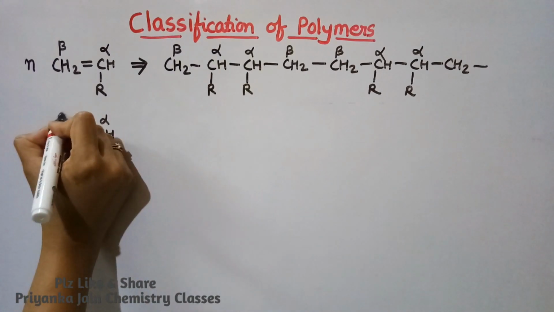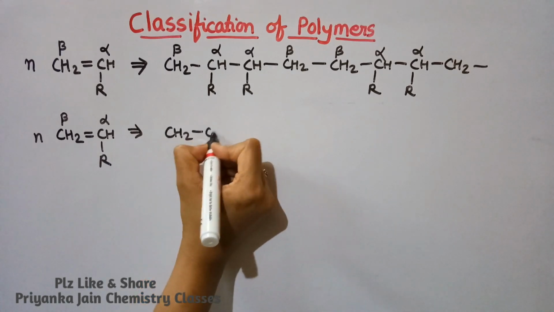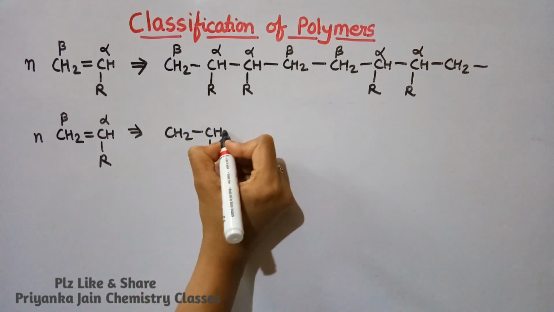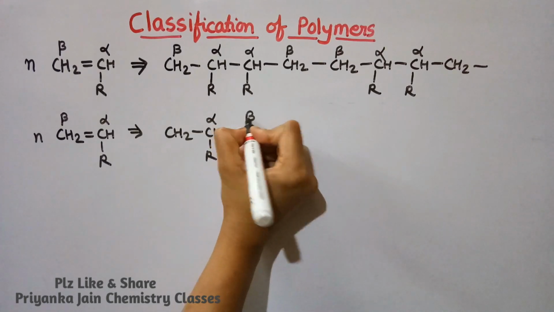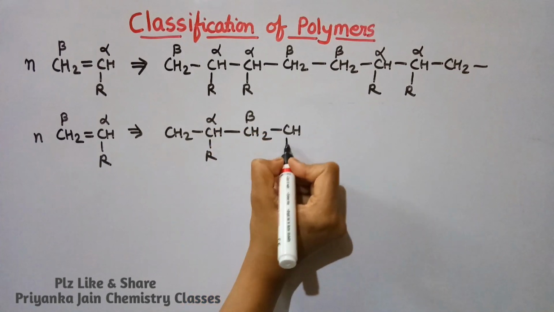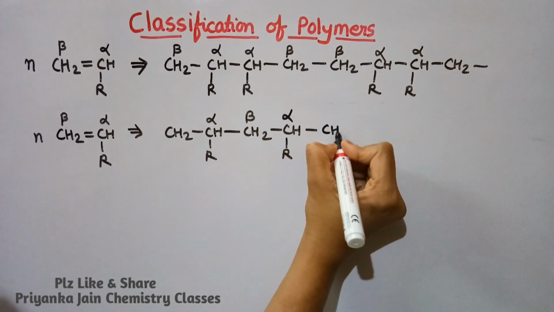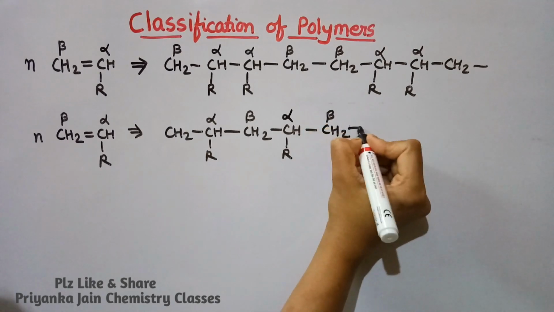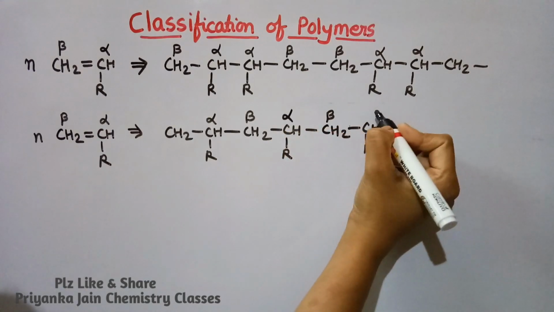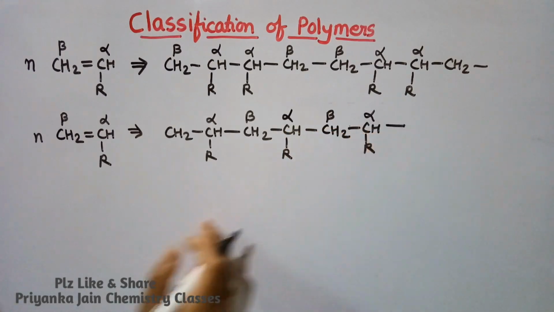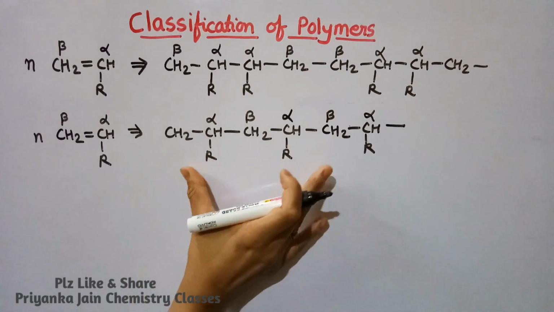This is the alpha carbon atom and this is the beta carbon atom. Now we are attaching it in this manner. This is alpha, this is attaching to the beta carbon atom. This is the alpha carbon atom, and this will attach to the beta carbon atom of another molecule in this manner. So we are forming alpha to beta linkages here. So there may be different patterns of combination of these monomer units.